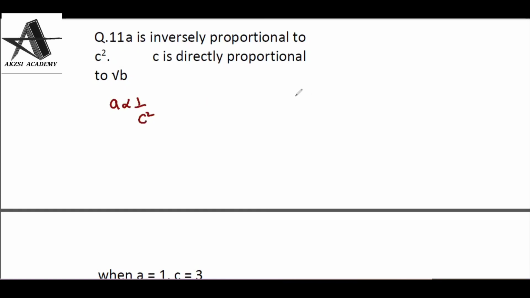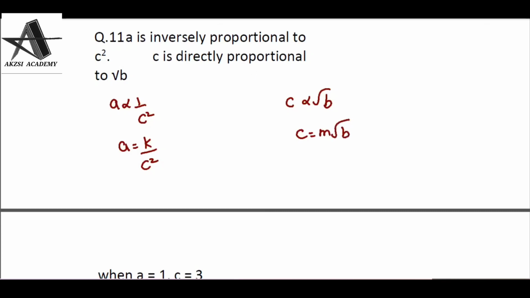Now simultaneously I am doing it here. C is directly proportional to root b. Now I need to introduce a constant. A is equals to k by c squared. And let me introduce m as a constant here. So c equals to m root b.